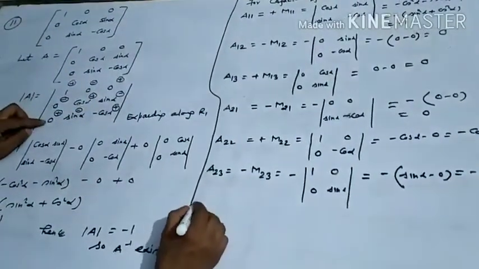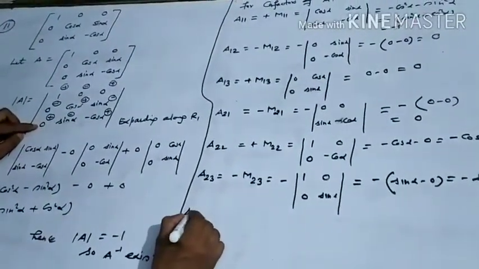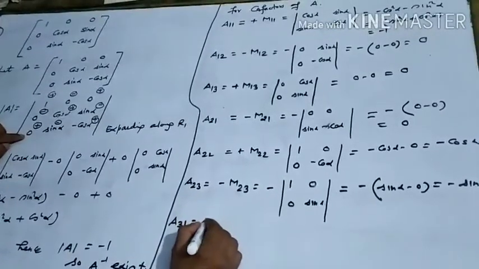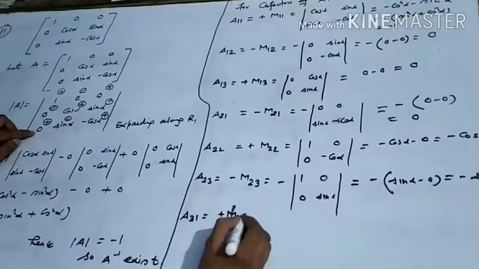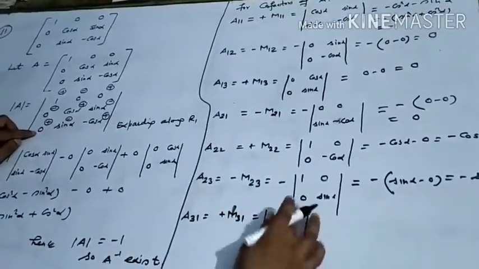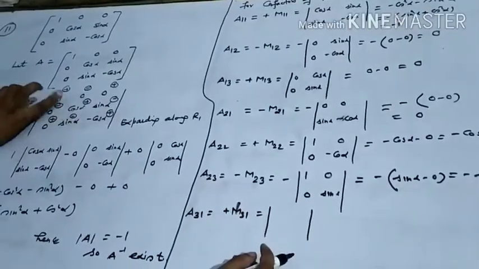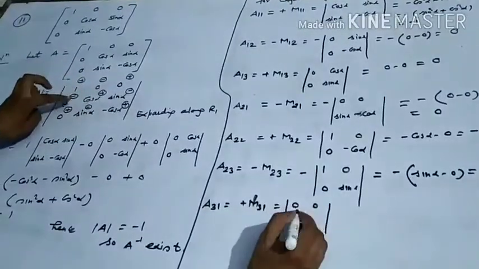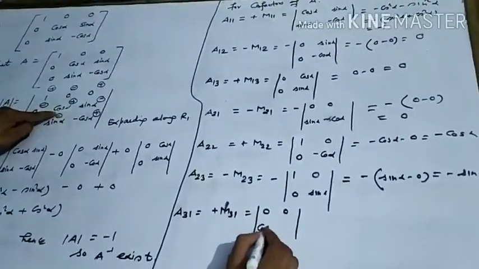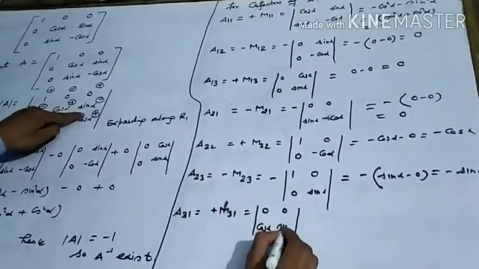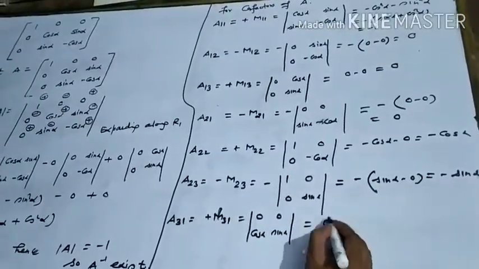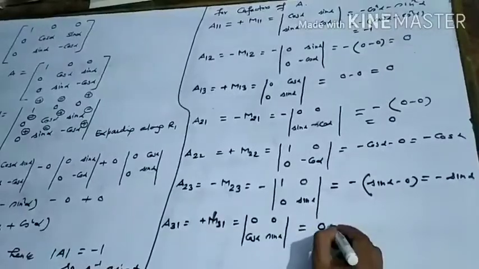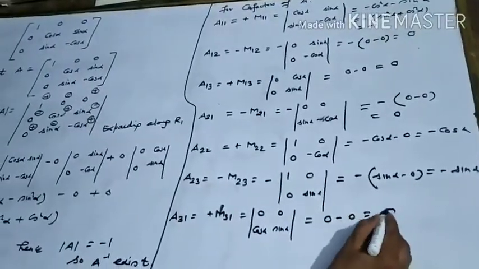Then the cofactor of the element of the third row and first column. So this is the sin plus, and then minor of the element of the third row and first column. So this is obtained after leaving third row and first column. So this is 0 0, and here this is the cos alpha, and then this is the sin alpha. This is the 0 multiplied by sin alpha means 0, and 0 multiplied by cos means this is the 0, or simply this is the 0.